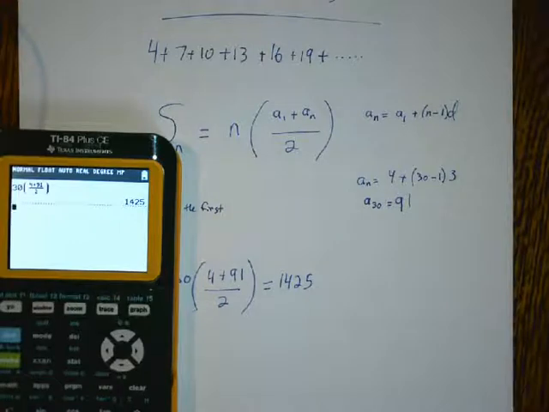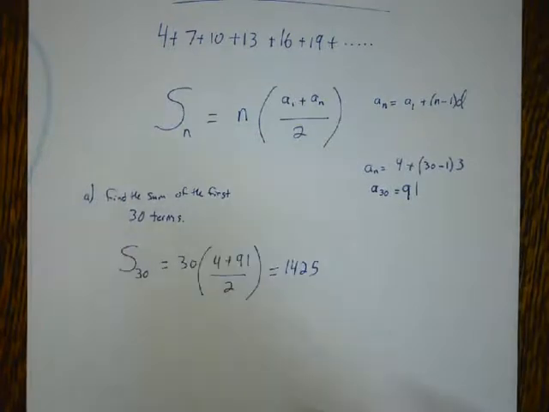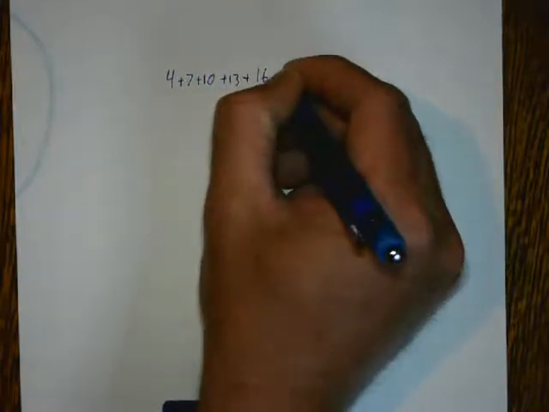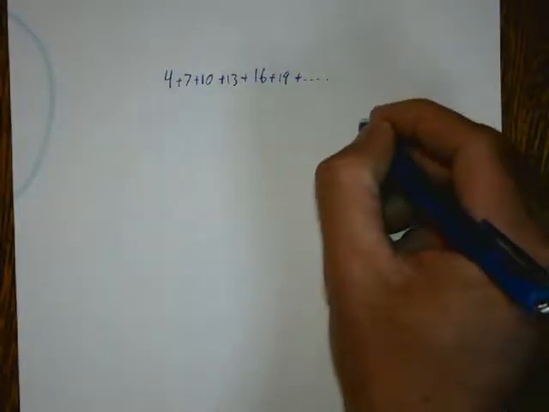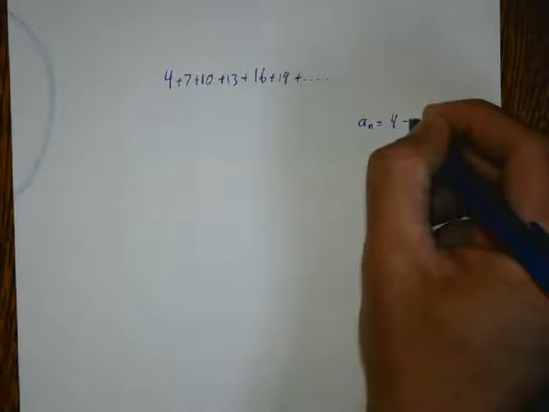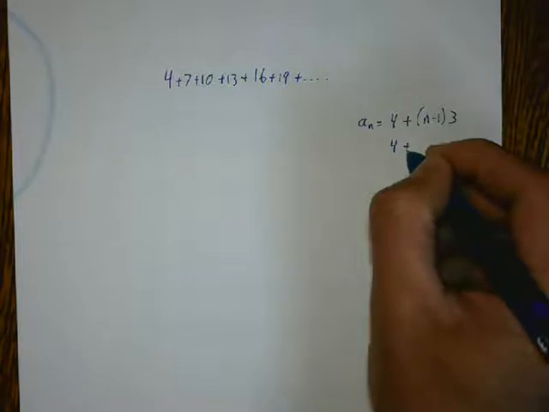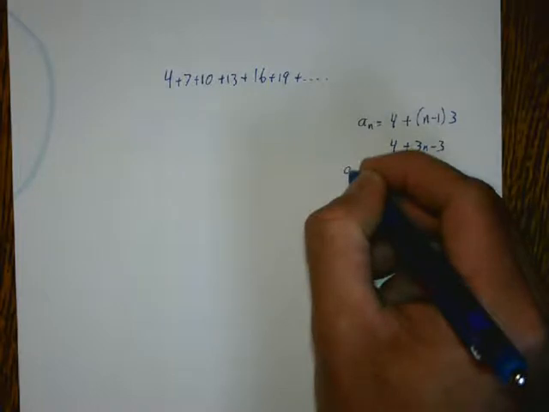Now there's a second part to these problems that we're always going to see as well. I'll just put this on a clean sheet. We'll use the same sequence here, same series. We had 4 plus 7 plus 10 plus 13 plus 16 plus 19 plus and so on. We had our rule: a sub n was 4 plus n minus 1 times 3. So this became 4 plus 3n minus 3. So this became 3n plus 1. That was our nth term rule.